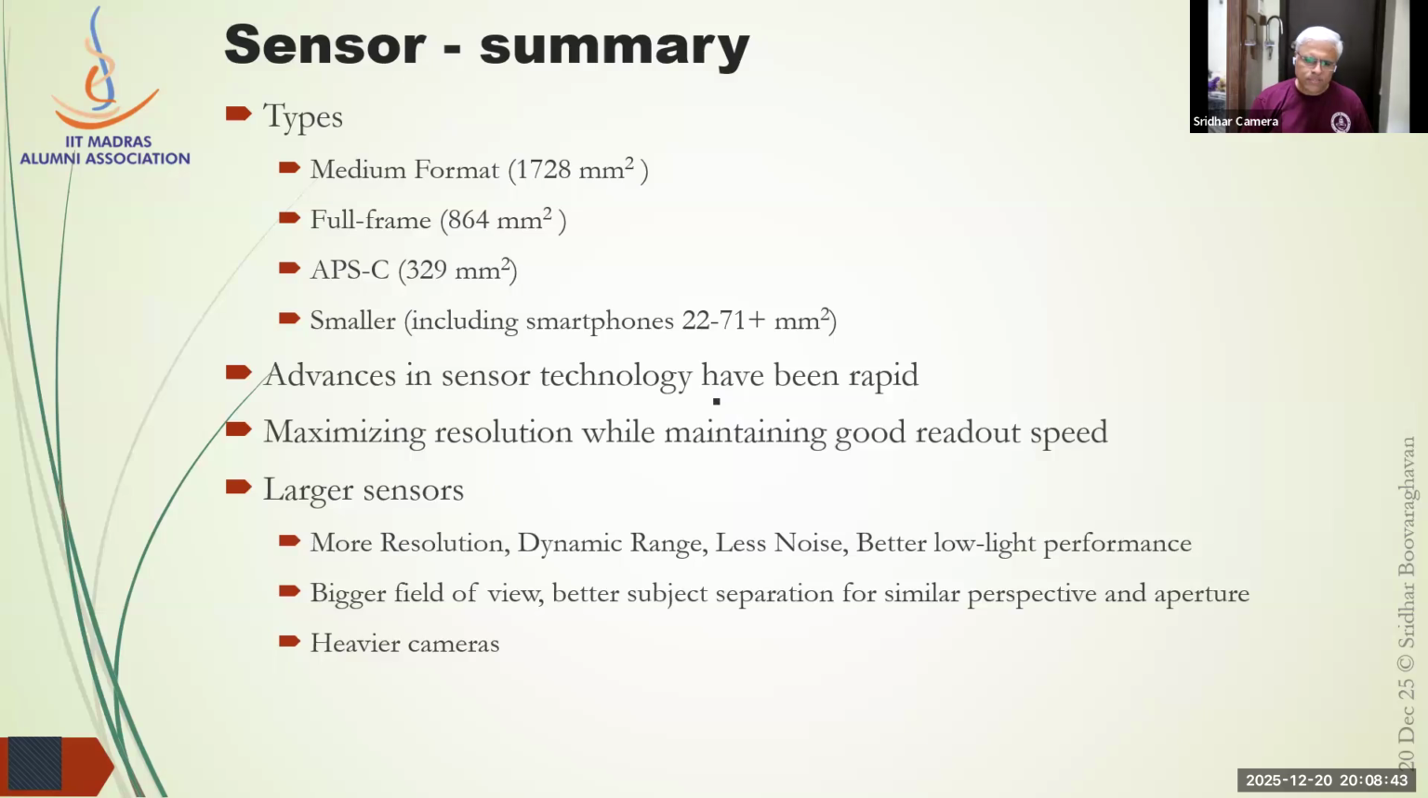So what do larger sensors give you? It gives you more resolution because the area is bigger, so you can pack more megapixels. It gives you better dynamic range as we saw in that graph. It gives you lower noise and better low light performance. It also gives you a bigger field of view. And because the depth of field is smaller, it gives you better subject separation for similar perspective compared to a crop sensor or a smartphone camera.